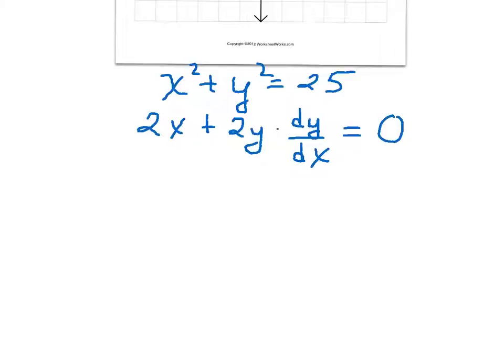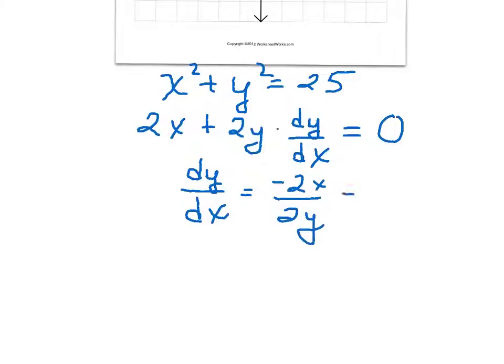Ultimately what we're trying to do is isolate dy/dx. We want to know how the slopes on the circle behave, and that expression is modeling those slopes. So we're going to take the 2x, put it on the right, and divide by 2y, and then dy/dx will be all by itself. When you do those two steps, you get dy/dx equals -2x over 2y, which simplifies to -x/y.